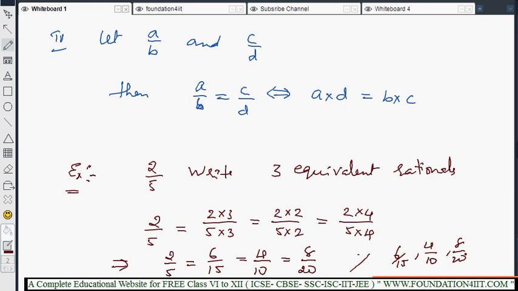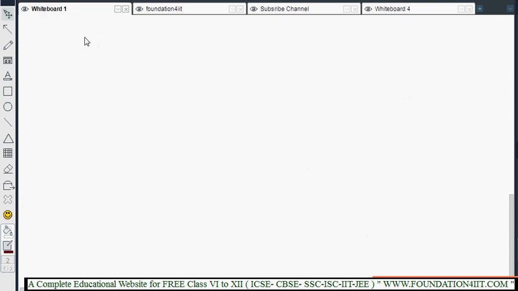Now let us see the standard form of a rational number. There is a standard form of rational numbers. Actually, in which form do we need to write the rational number? That means nothing but to simplify the rational number. For example, if you take 48 by minus 20, this is the rational number. Now what is the standard form of this rational number?